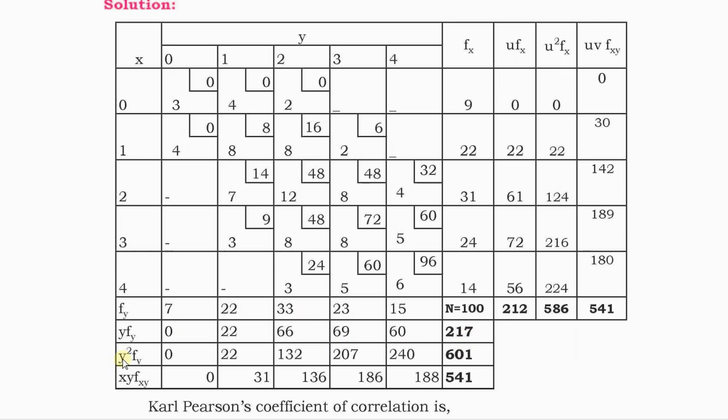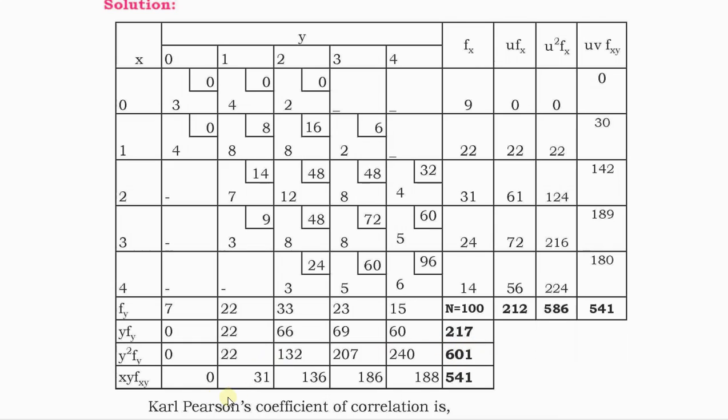Okay, next, y square into fy. So you have to square these terms and then multiply. So 0 square into 7 is 0. 1 square into 22 is 22. 2 square is 4, 4 into 33 is 132. 3 square is 9, 9 into 23 is 207. 4 square is 16, 16 into 15 is 240. So 0 plus 22 plus 132 plus 207 plus 240 is 601.